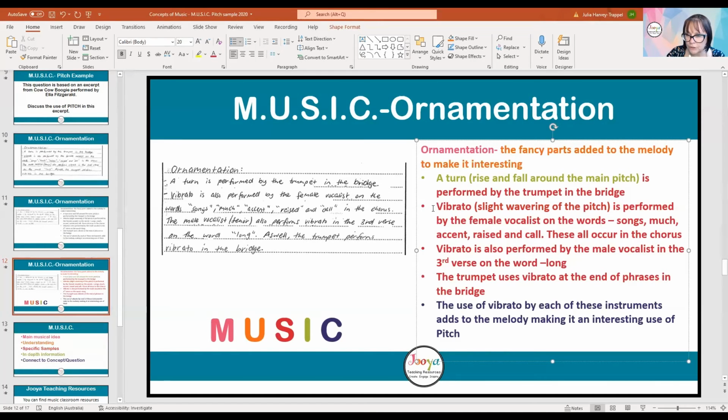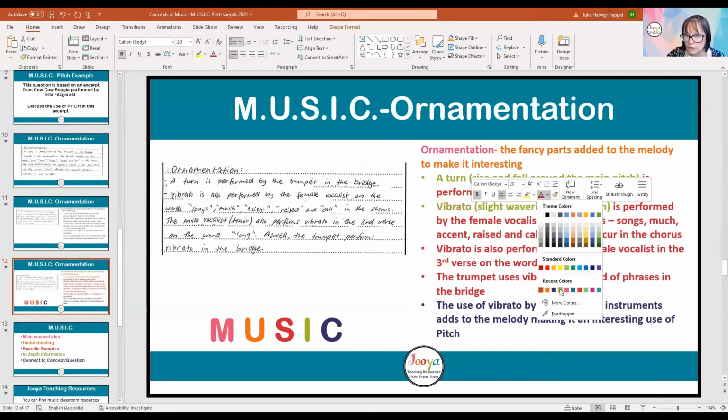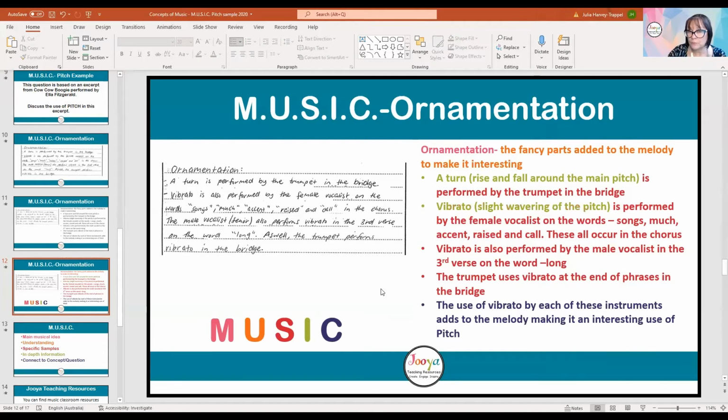Okay, vibrato. So again, this is your in-depth information. It's defining what vibrato is. Sorry, that was hard to say. Vibrato, a slight wavering of pitch, is performed by the female vocalist on the words songs, much, accent, raised, and call. These all occur in the chorus. So again, that is that sample. So again, the female vocalist performs vibrato on the lyrics, and also when it actually occurs. And then there's that definition of vibrato.